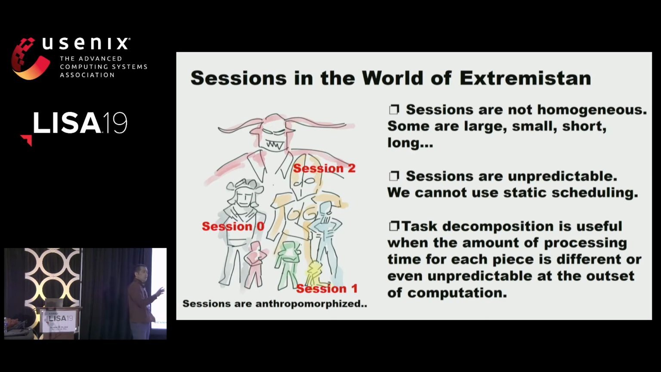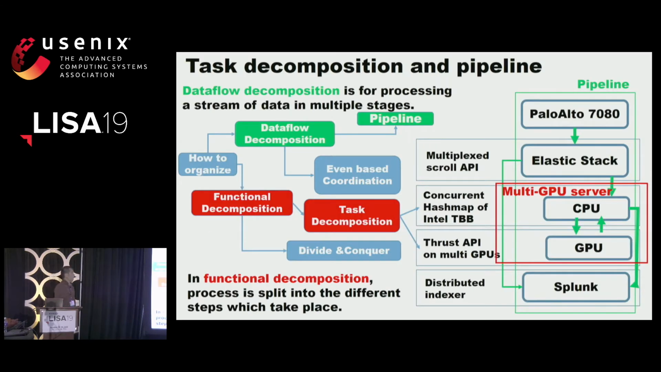In the case where the amount of processing time for each chunk is different or even unpredictable, task decomposition is really useful. This is a basic diagram from a textbook about the classification of decomposition patterns. Surely we use a pipeline, and we adapt task decomposition on a multi-GPU server.